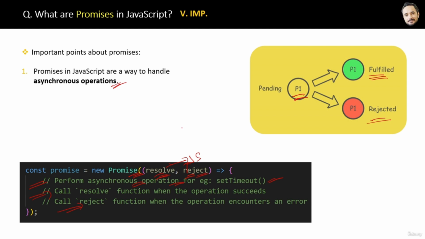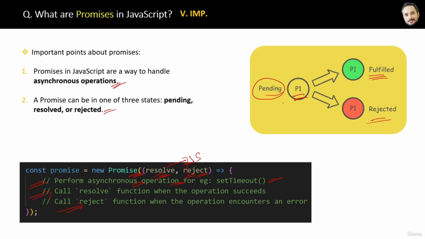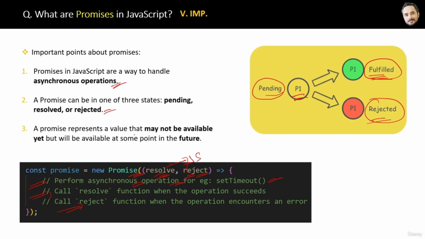Then a promise can be in one of three states: pending, resolved, or rejected. No other state. So when the promise is running or executing, it is in a pending state. After getting the result, it will be either in the resolved or rejected state. The last point about promises is that a promise represents a value that may not be available yet, but will be available at some time in the future.